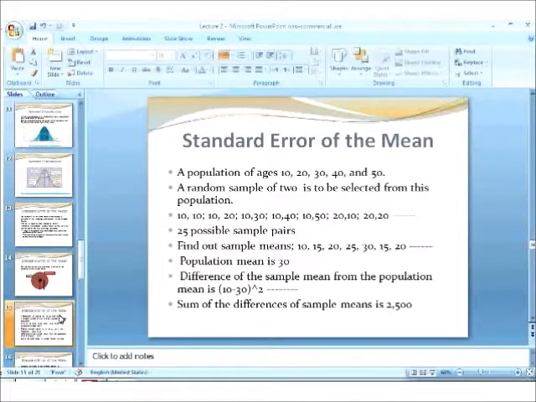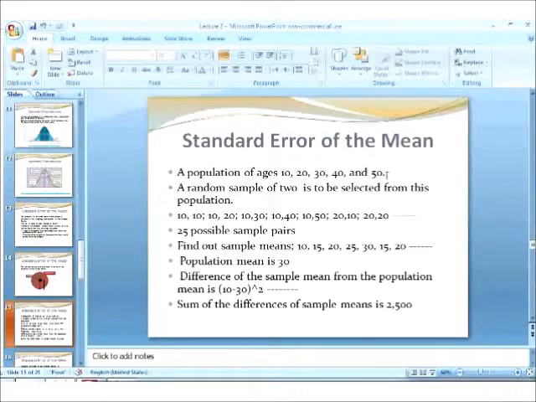Let's say that we have a population of ages, and these ages are 10, 20, 30, 40, and 50. A group of people, which is our population, has ages 10, 20, 30, 40, and 50. Now I want to know: are these 5 data points enough to know the average age of the group of people? It's my population.